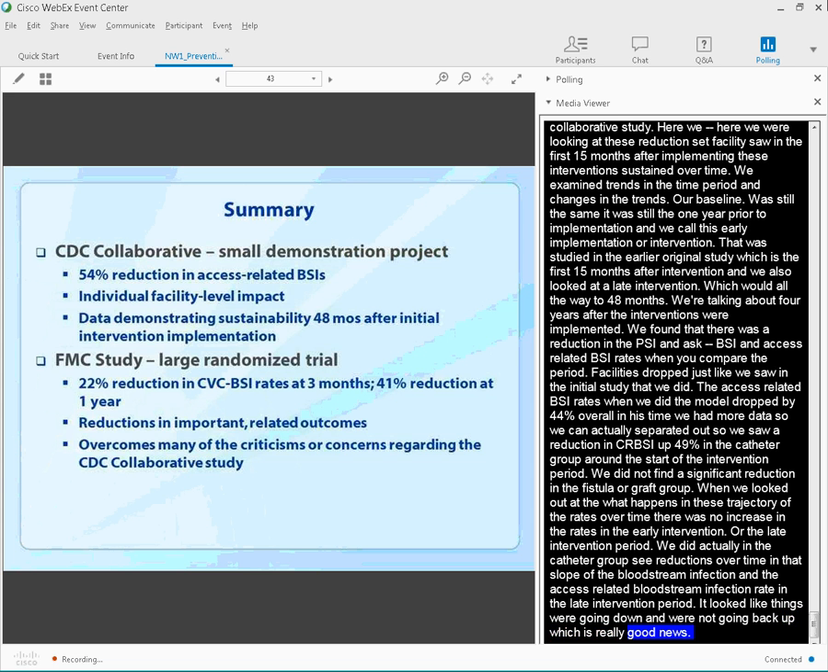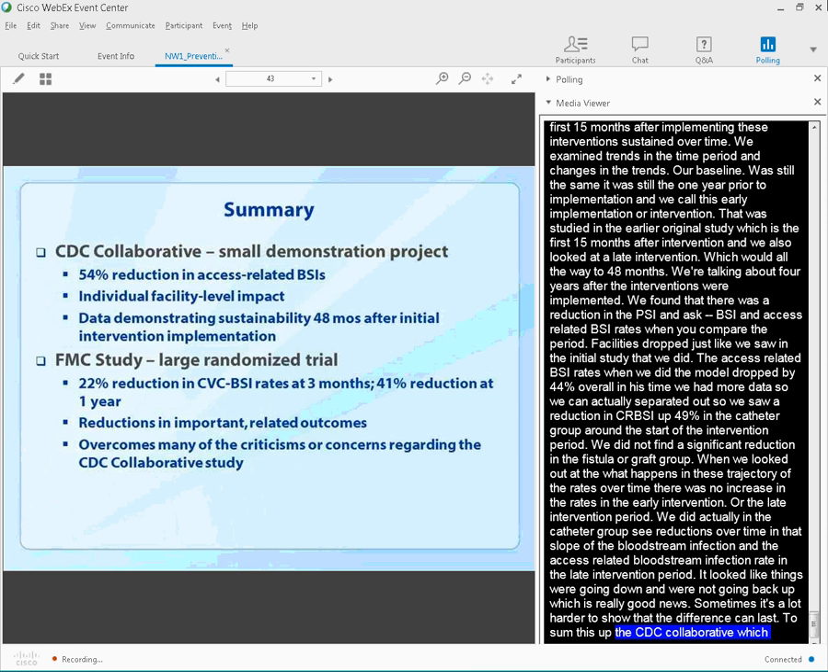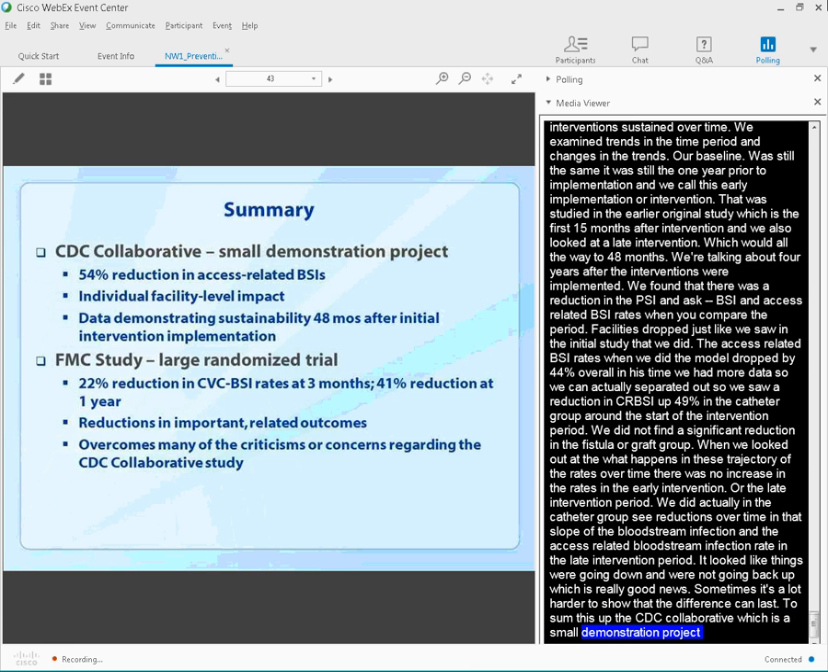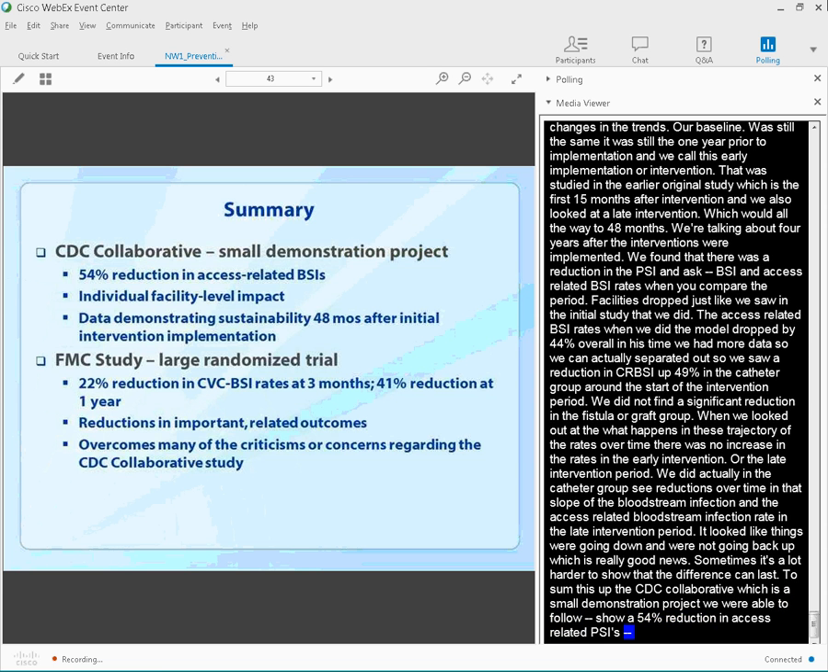So to sum this part up, the CDC Collaborative was a small demonstration project. We were able to show a 54% reduction in access-related bloodstream infections, individual facility-level impact, and data showing sustainability 4 years out from the initial intervention implementation.